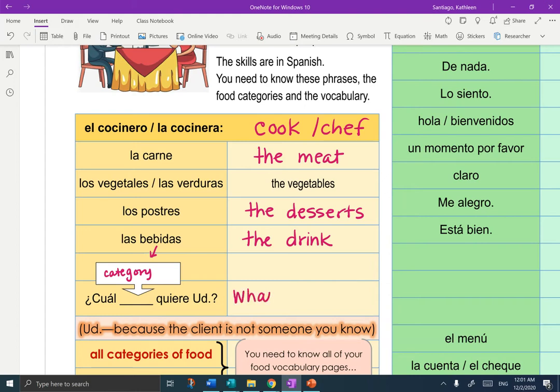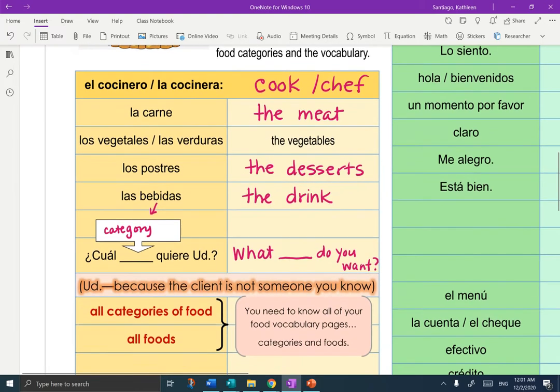Okay, so ¿Cuál category quiere usted? What, and then whatever your category is, do you, remember usted formal, and want, querer to want. That's going to be a big one when you're ordering, querer to want. Why are we using usted? Well, you're using usted because the client or customer is not someone that you know, and we use usted with people that are new to us.